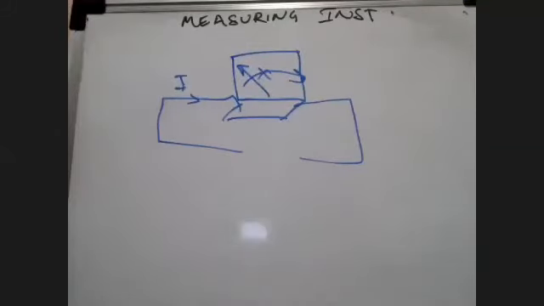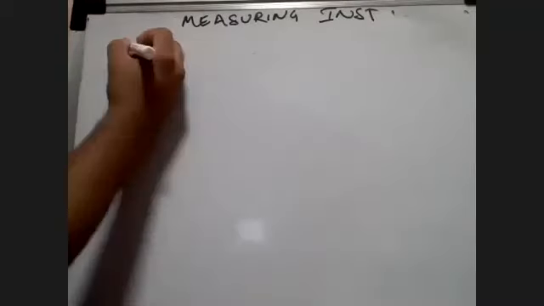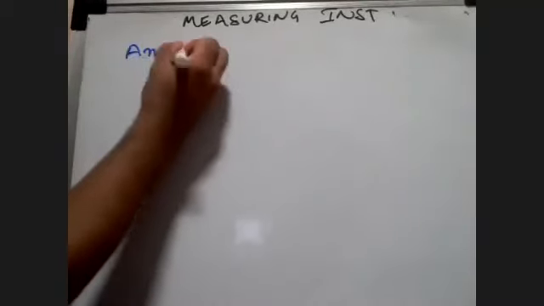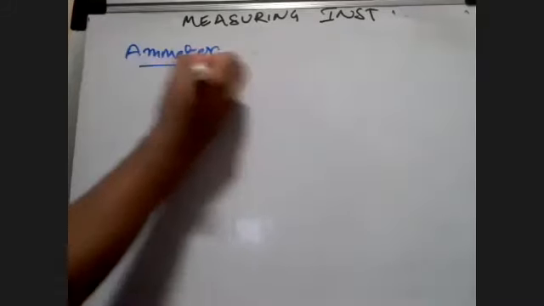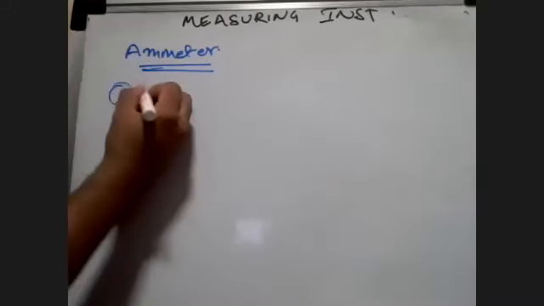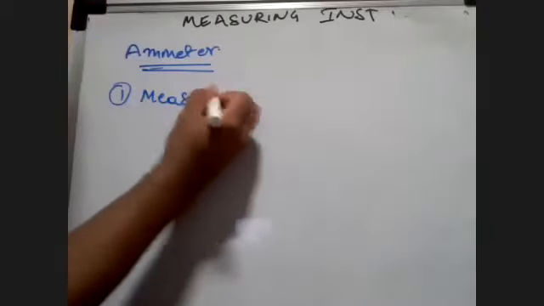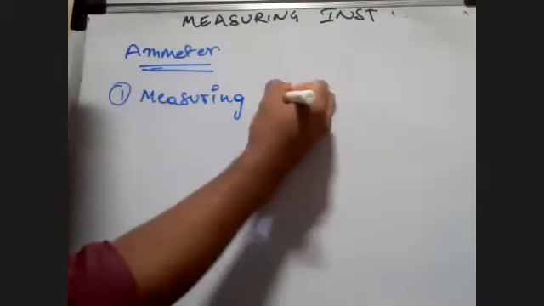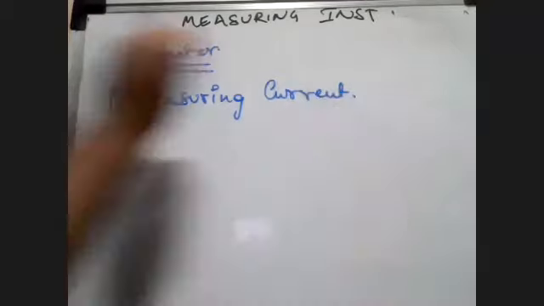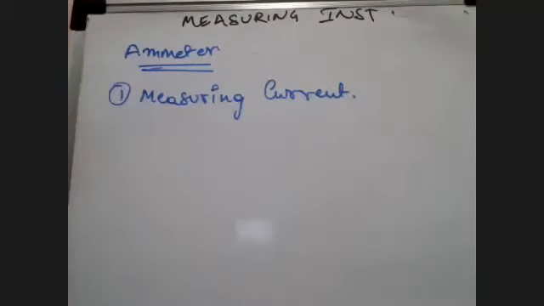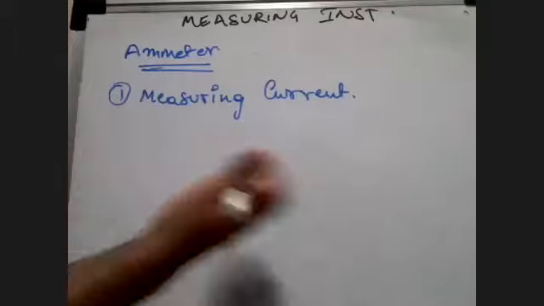So what did he do? Basically, he created a simple concept called the ammeter. What is an ammeter? Anyone who knows what an ammeter is? An ammeter is basically used for measuring what? Current. Just current. Not potential difference, only current. Always remember that an ammeter will always be used in series.